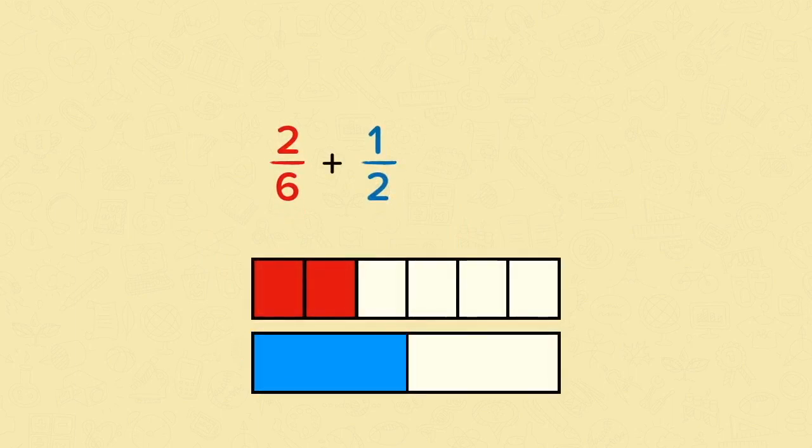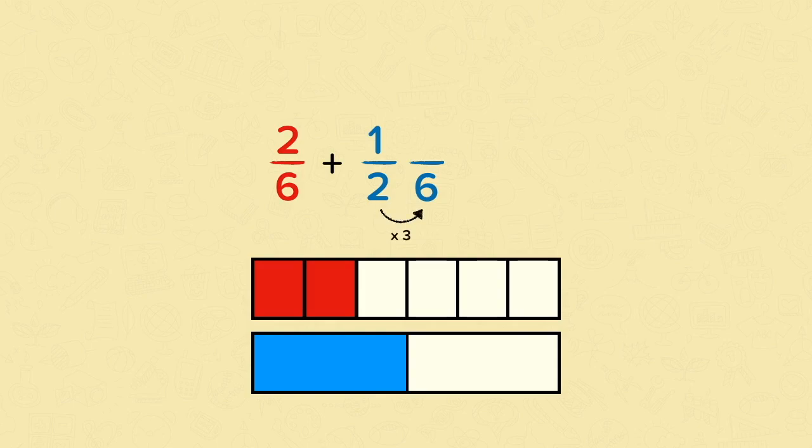But what happens when the fractions have different denominators? In this case, we need to add 2/6 to 1/2, but we can't do that while the denominators are different, so we need to make them the same. Let's convert 1/2 into 6ths.